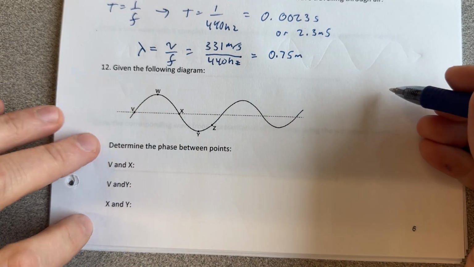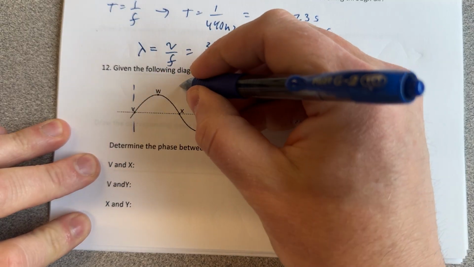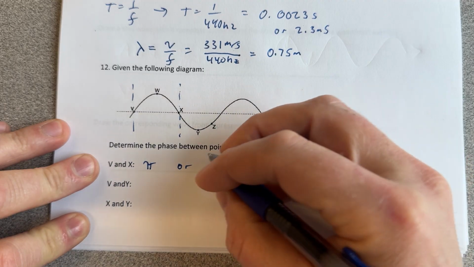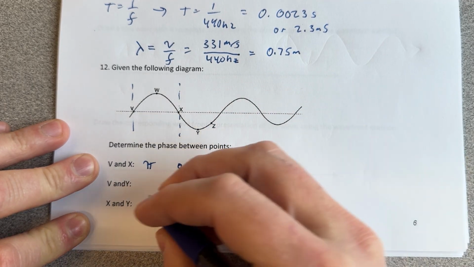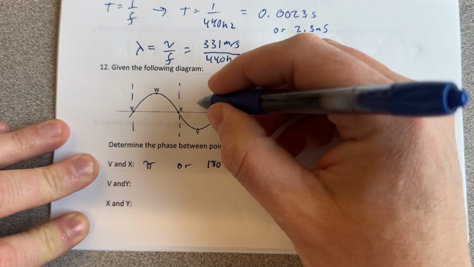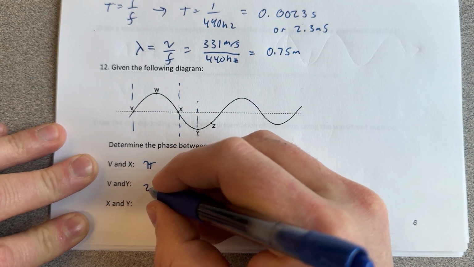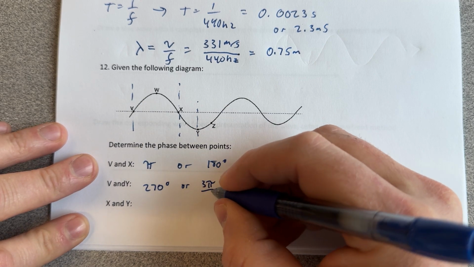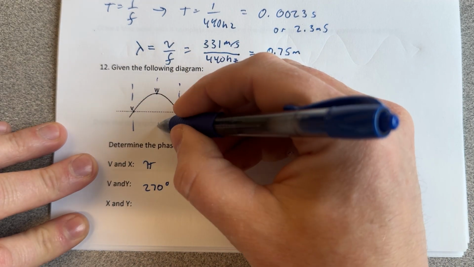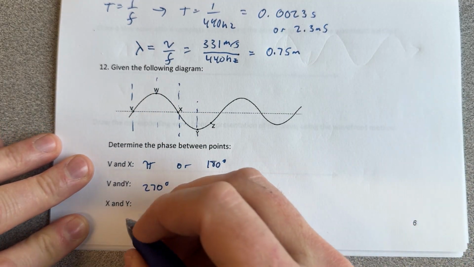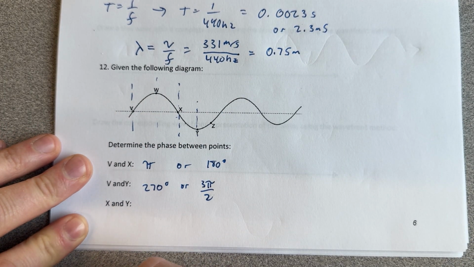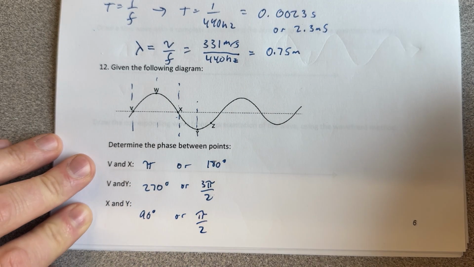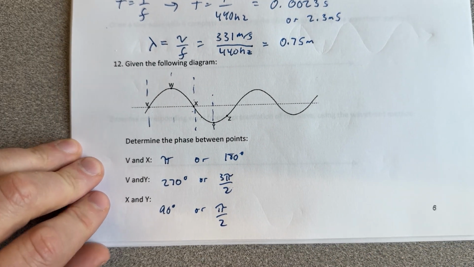So given the following diagram, determine the phase between the points. So V and X. All right, V and X are pi radians, or 180 degrees. V and Y, okay, got to add another 90 to that, so it looks like 270 degrees, or 3 pi over 2. So it'd be pi over 2, pi over 2, pi over 2, 3 pi over 2. And X and Y, that looks like pi over 2, 90 degrees. All right, very good. Phase, easy enough. No big deal.